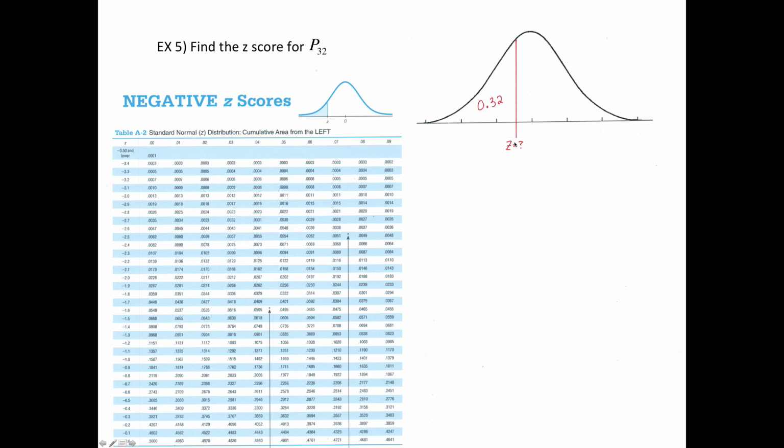Let's try one more. How about the z-score for P32? Do you remember the percentiles? This means that the score is 32% of the way through the data. You would start at the minimum, down here, and then go 32% of the way through the data. There's the 32%. So where's this cutoff line for z? Because this is below 50%, I know this is on the left side of the graph, and if it's on the left side, that's negative, because we have 0 in the middle, negatives on the left, positives on the right.